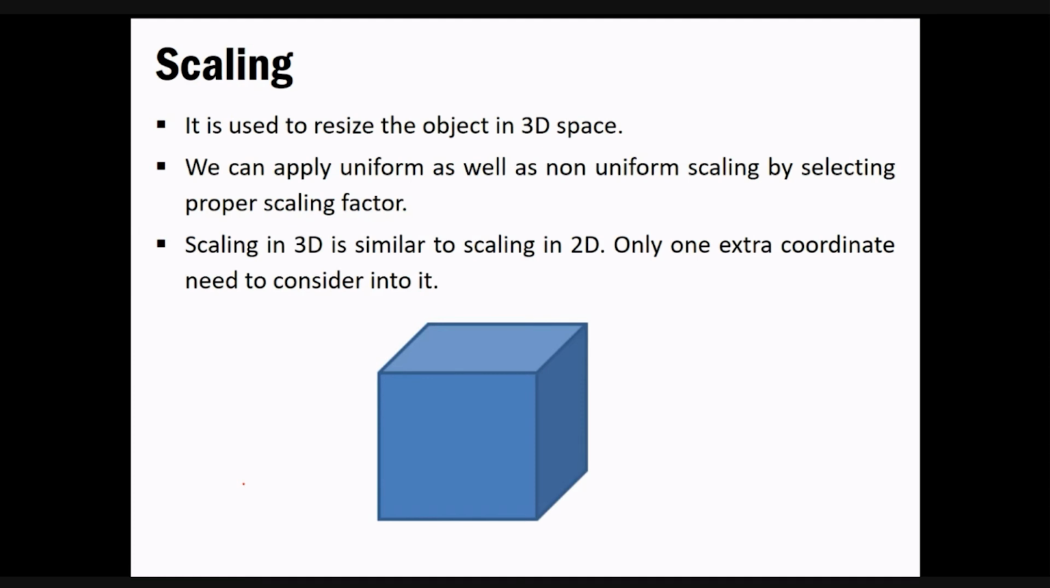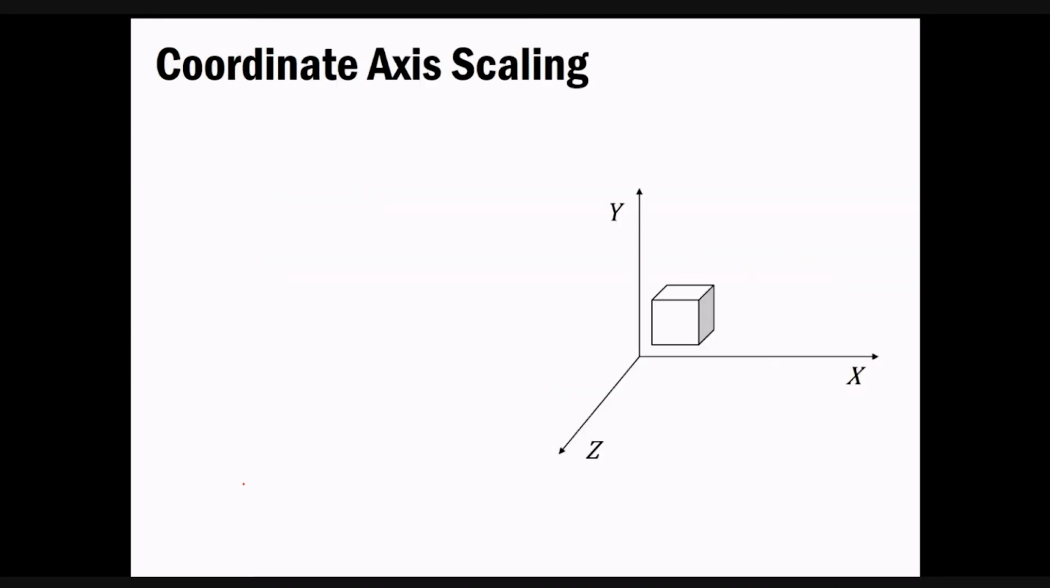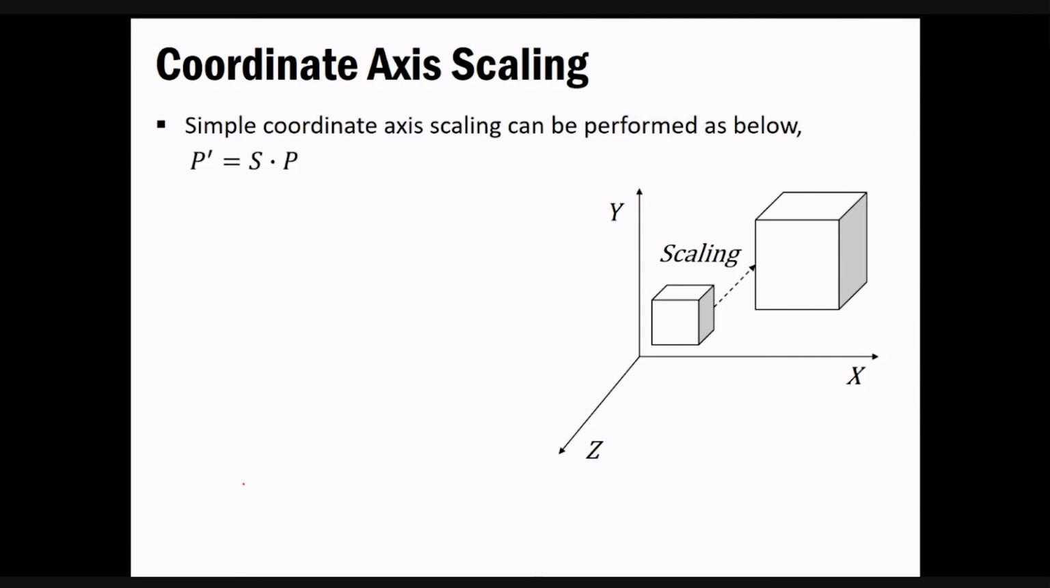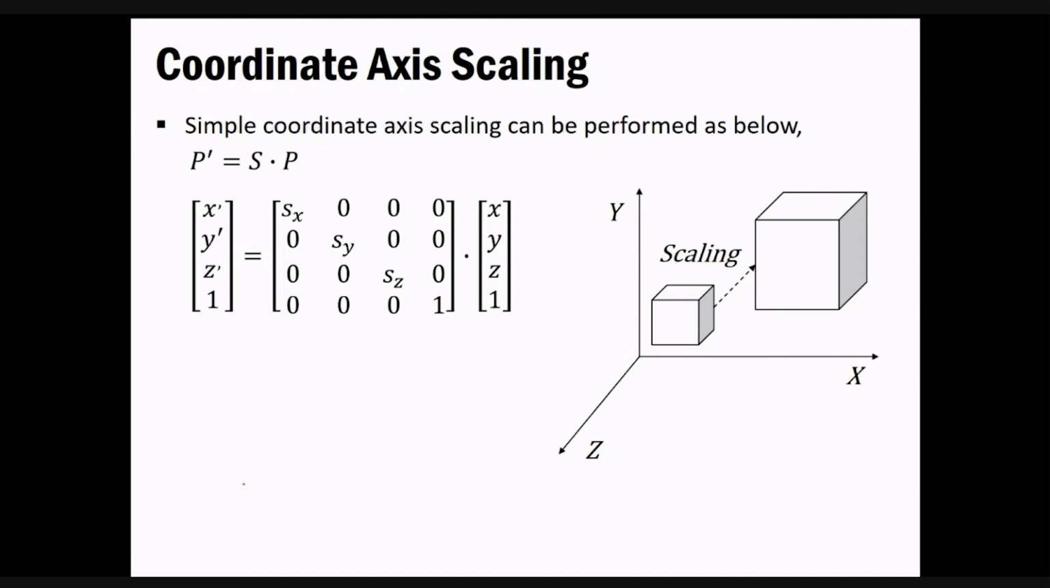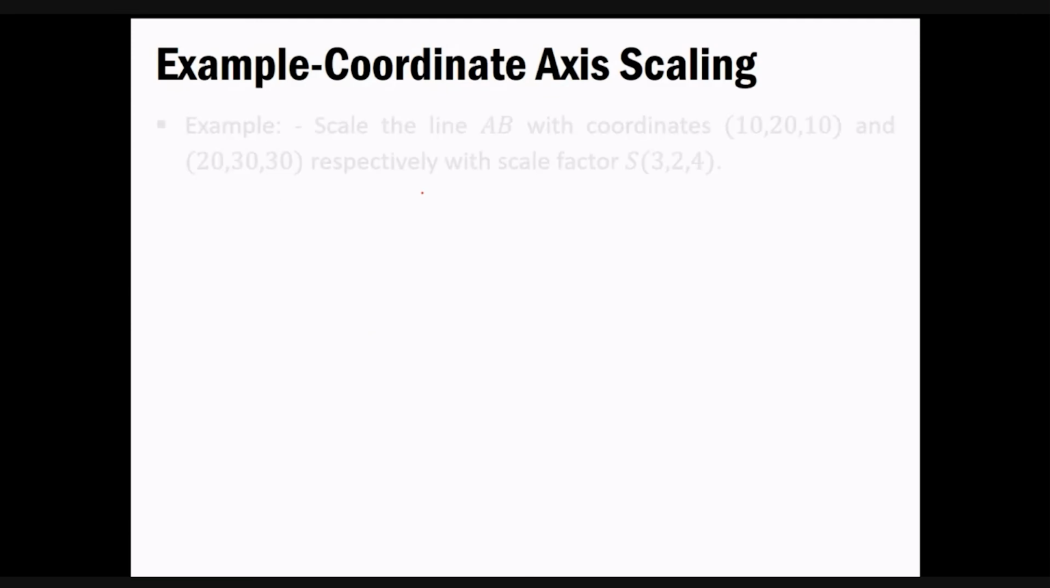Scaling in 3D is similar to scaling in 2D. Only one extra coordinate needs to be considered. So, coordinate axis scaling, a very simple thing. The simple coordinate axis scaling can be performed as below. You just have to take this scaling matrix and the coordinates that you have with you. It will look like this: sx, sy, and sz, and you put the same thing over here.